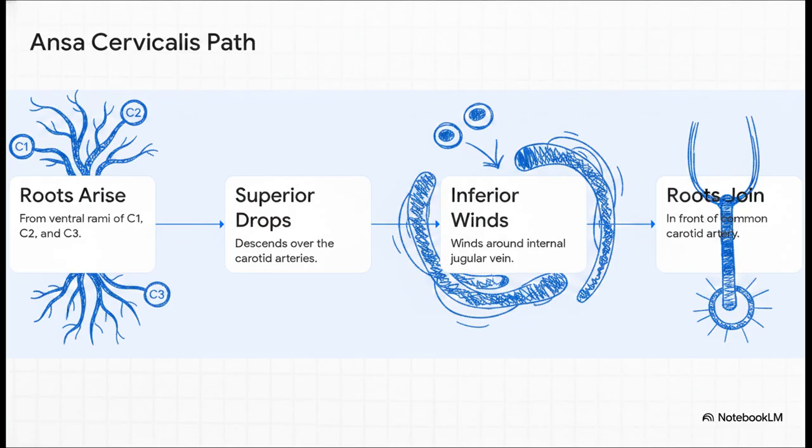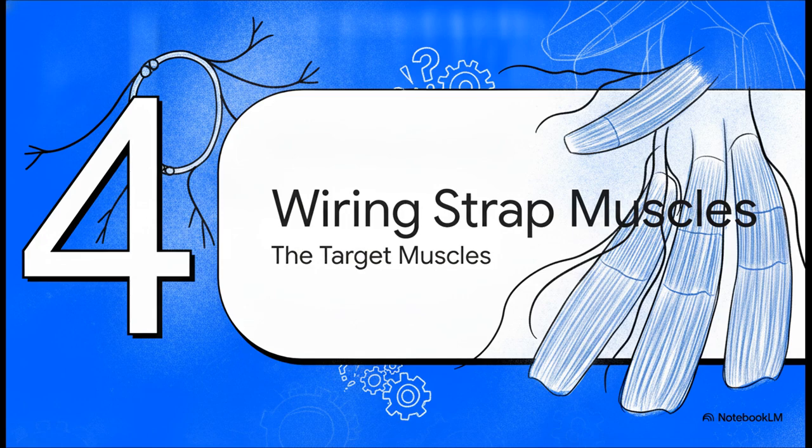And hey, here's a fantastic geographical landmark for you. This junction happens precisely at the level of the cricoid cartilage. Perfect spot to anchor your mental map. All right, part 4, wiring the strap muscles.